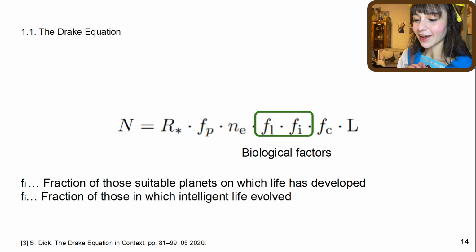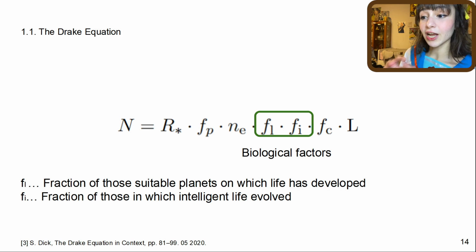And then Fi, which is the fraction of the planets in which intelligent life actually evolves. So which of these planets in which they have an environment where life can develop, life has actually developed, and the life that developed there is intelligent life.